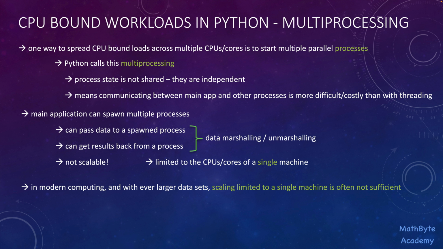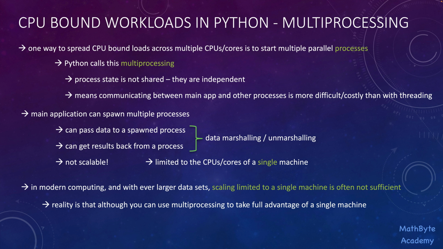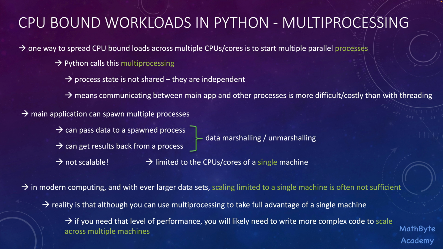Now, in modern computing, with ever larger data sets that we have to work with, scaling limited to a single machine is often not sufficient. So in reality, although you can use multiprocessing to take full advantage of a single machine, if you need a level of performance where running on a single machine is not enough, then you're likely going to need to write more complex code to scale across multiple machines anyway. And again, I have a video that talks about a very simple way of doing that, using workers and a queue to distribute the work across multiple machines.